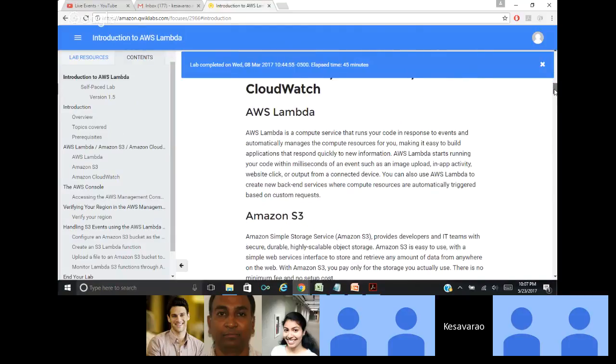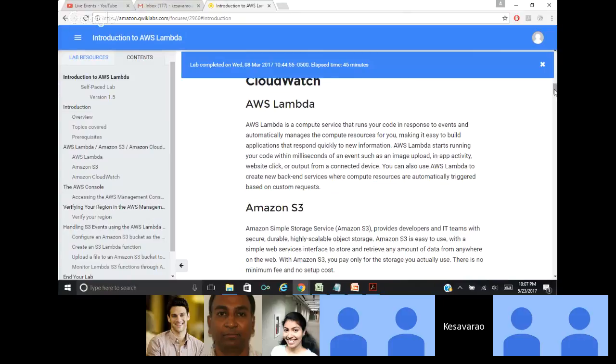So here is a quick definition: it's a compute service that runs your code in response to events and automatically manages the compute resources for you, making it easy to build applications that respond quickly to new information. AWS Lambda starts running your code within milliseconds of an event, such as an image upload, an app activity, a website click, or output from a connected device. You can also use AWS Lambda to create new backend services where compute resources are automatically triggered.